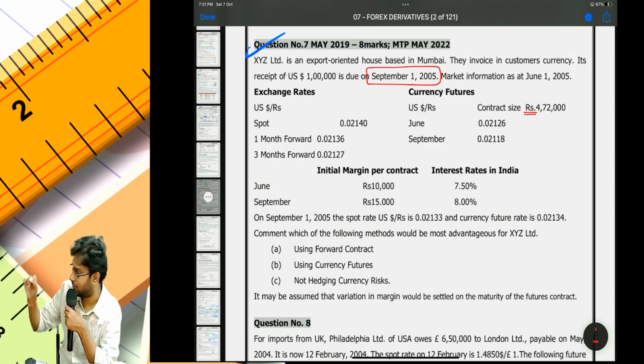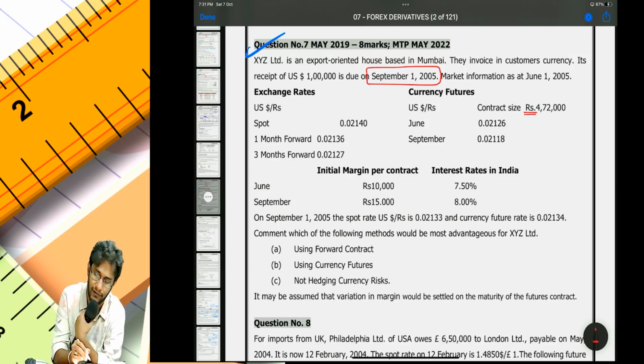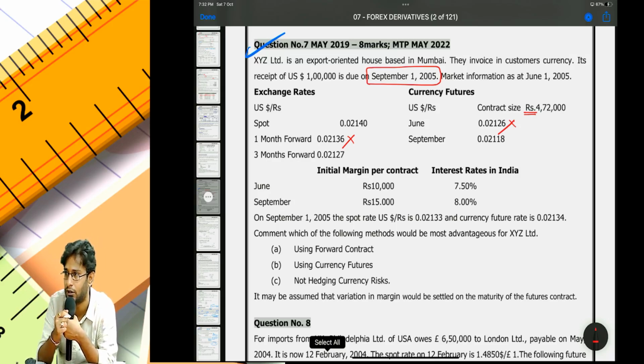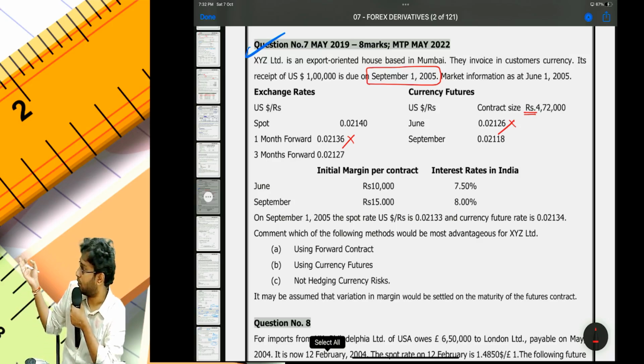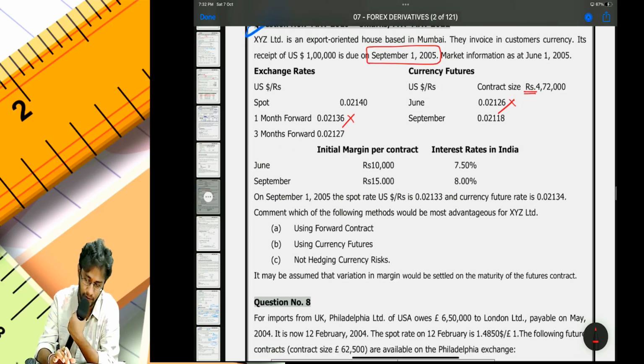So in the centre question, wherever June is there, that is wasteful information, a trap. Why will he give you 1 month forward, stupid fellow? By mistake you will take this and add it, so don't touch this. Why will you take 1 month forward, sir? I have a receivable at 3 months time. I'll take 3 months forward if I have to do forward contract hedging. Similarly, for futures contract, you will take up to September. The June data is completely irrelevant. Continue.